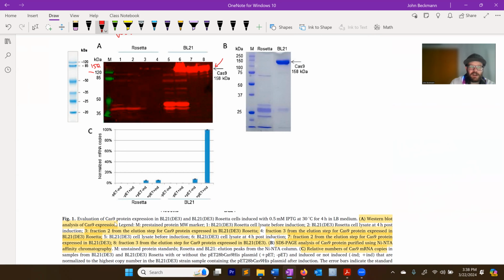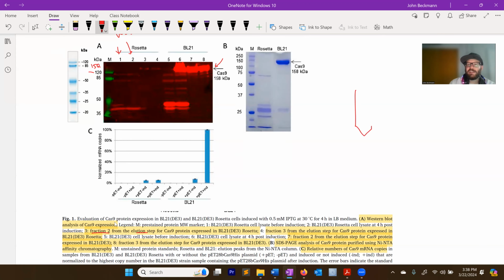Okay, so M is a marker. It makes sense. Lane 1 is BL21DE3 Rosetta lysate before induction. So this is before induction total cellular lysate. 2 is 4 hours post-induction. So here's what's interesting. If you had real strong expression, you would expect to see a bunch of Cas9 right there. They did not see that, okay? And that's a little bit weird. And then 3 and 4 is when they actually start to purify. So 3 is fraction 2 after the elution. And the next lane is the next fraction after the elution.